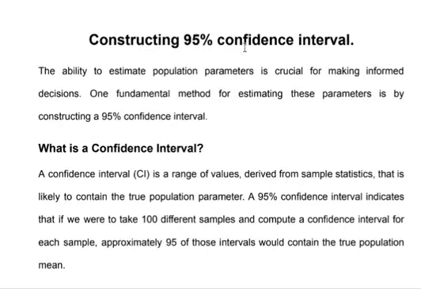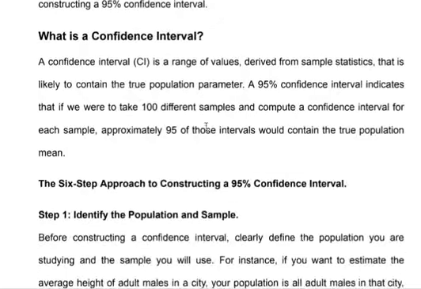Constructing a 95% confidence interval. The ability to estimate population parameters is crucial for making informed decisions. One fundamental method for estimating these parameters is by constructing a 95% confidence interval. What is a confidence interval?